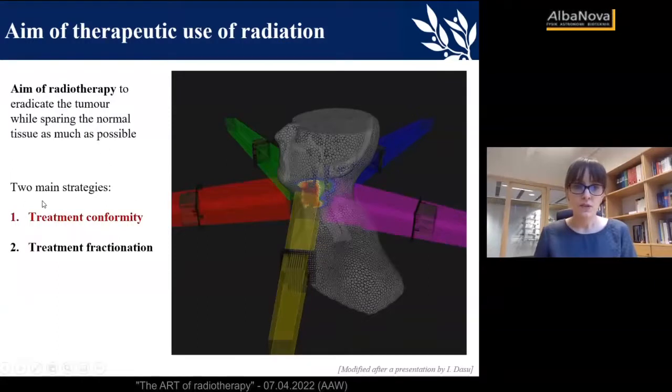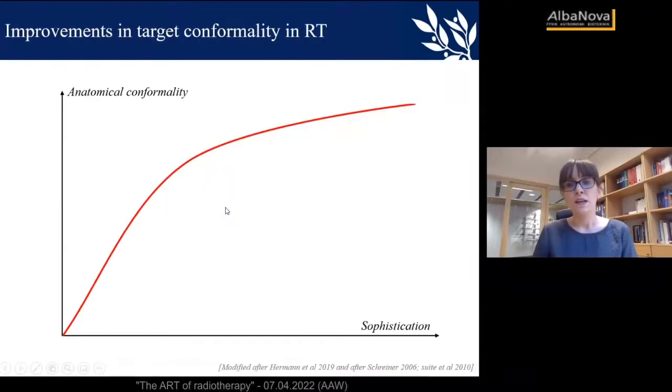So we are now going to concentrate and talk a little bit more about the treatment conformity. There have been, during the years, many improvements, perhaps we can even call it a revolution or quantum leap, in the way of intending target conformality in radiation therapy. If we look at this plot, we have on the y-axis the anatomical conformality, so the treatment conformality to the morphology of the tumor. And on the x-axis, we have the sophistication of the technique, so the complexity of the technique.